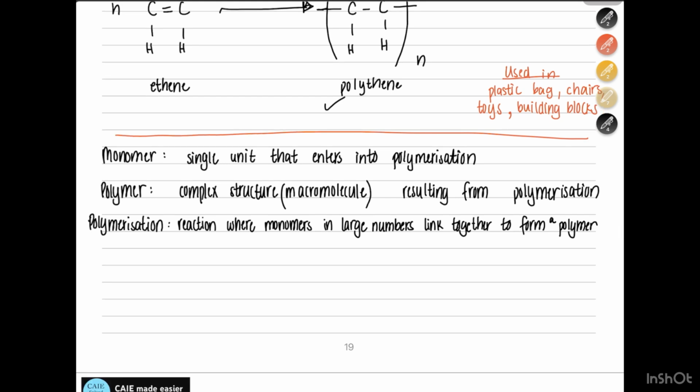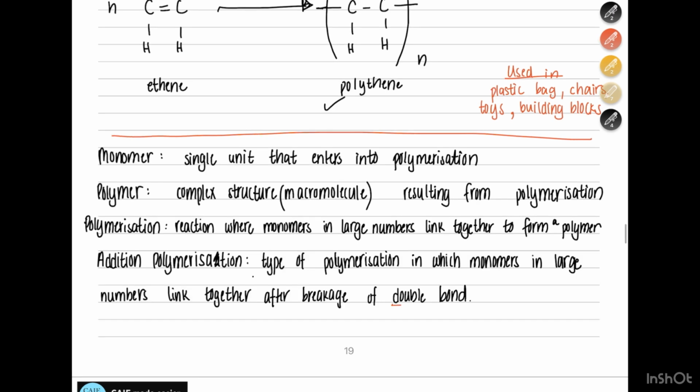Now, you may remember addition reactions from before, where the double bond was broken and HCl or some other molecule reacted with it. Here, this type of polymerization is especially known as addition polymerization. Why? Because the double bond is broken down. So monomers in large numbers link together after the breakage of the double bond. The key word is that the double bond is being broken down in addition polymerization.